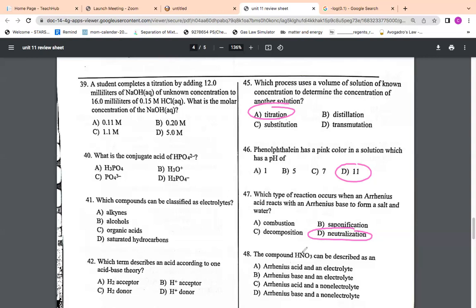Next, the compound HNO3 can be described as what? So this is definitely an acid because I see that H plus here. It's going to break up into H plus and NO3 minus. So it's not a base. Bases give off OH negative or hydroxide. And acids, bases, and salts are all electrolytes. So we're definitely going to want to go with this. If it's an acid, it's an electrolyte. Again, because they're breaking up into these ions. So we have mobile charge running through our solution.